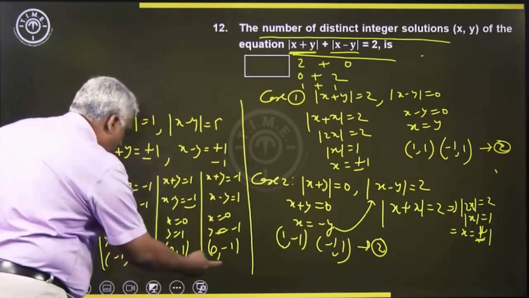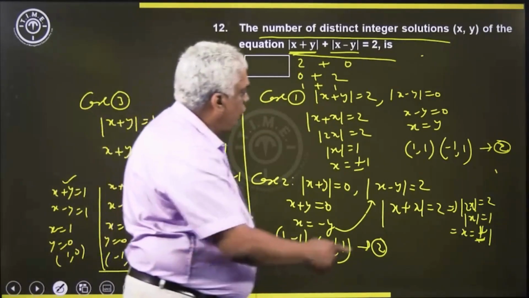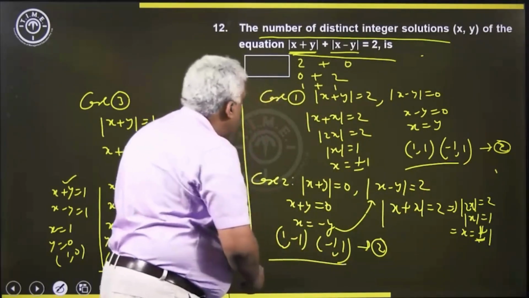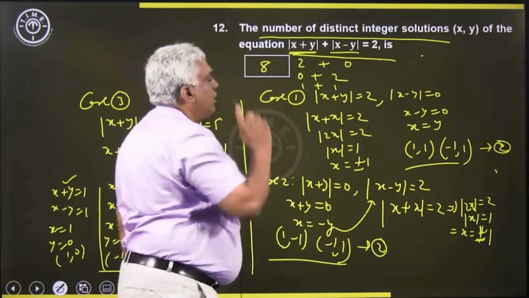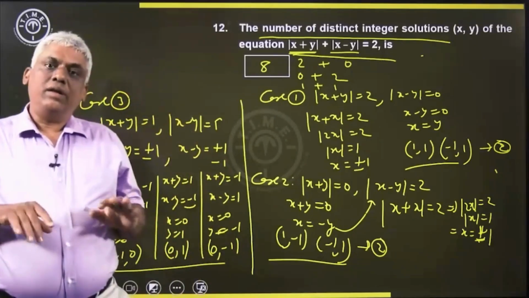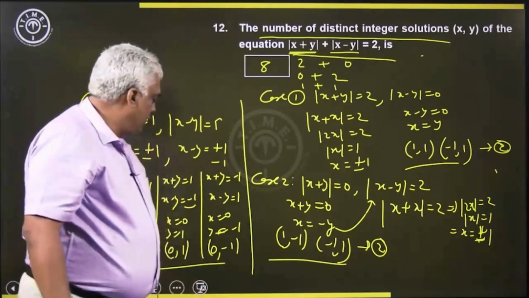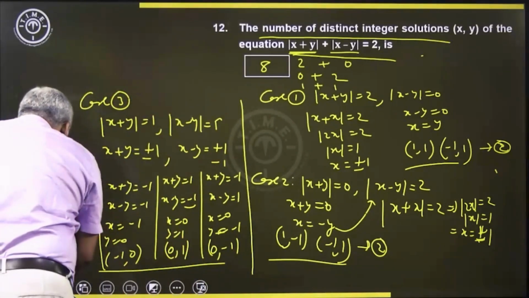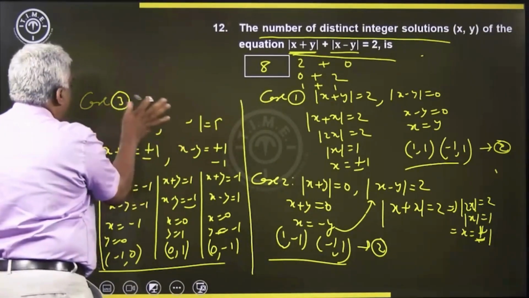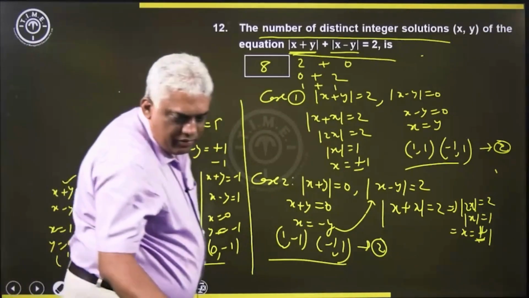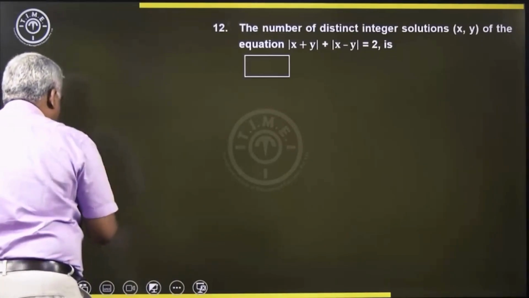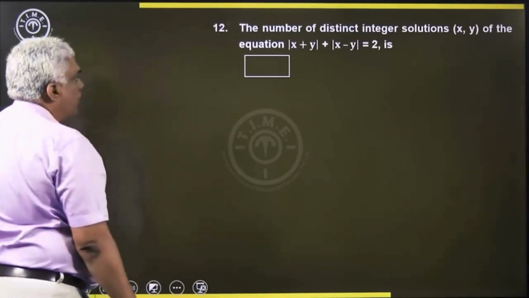So how many solutions did we get? We got 4 here, 2 here, okay, and 2 here. So it's a total of 8 integer solutions, right? Now there is another way of doing it, that is a graphical solution. We can see that also. Okay. So another way of doing it is the graphical solution.